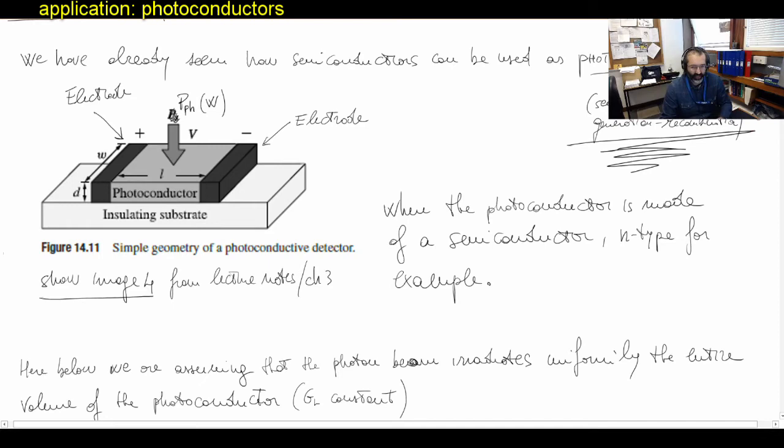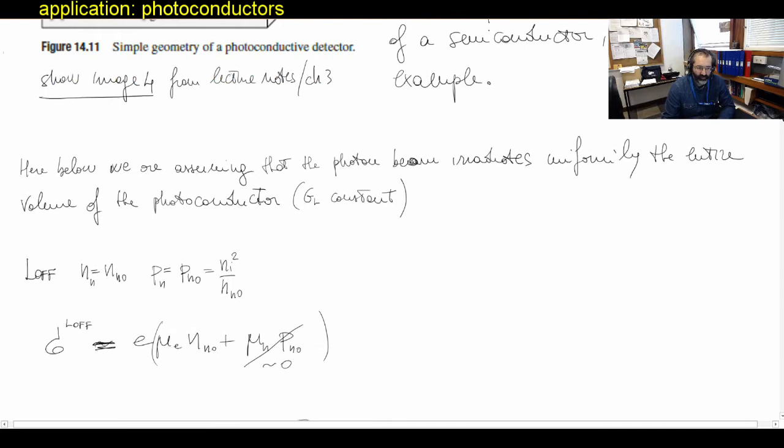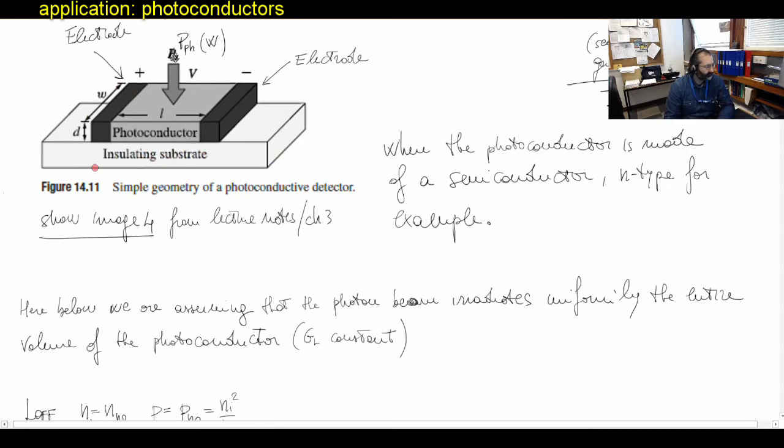And indeed, if we have in our mind this type of device, we have a piece of semiconductor, which is this little slab here, attached to two electrodes. Imagine that everything sits on a piece of insulator. And let us assume that L is the length of the piece of semiconductor, W the width, and D the depth. And we call Ph the power of the photons that are hitting the semiconductor. Let us assume that this is an n-type semiconductor for simplicity, as the one that we were dealing with when we were doing that application in the generation recombination section.